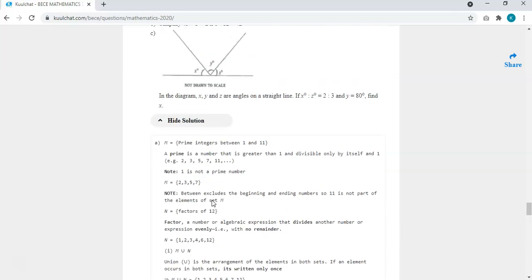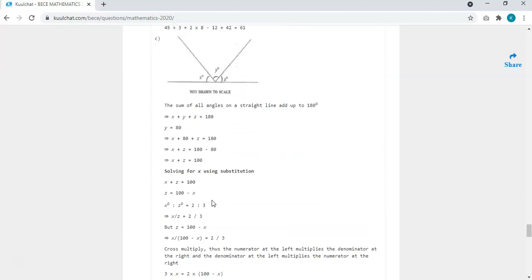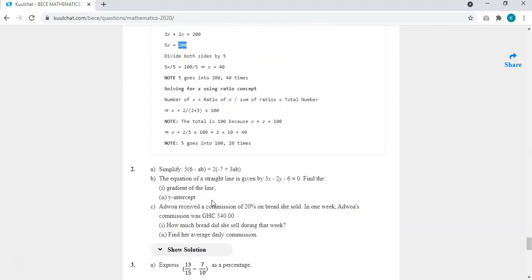So that's question number 1. So we are moving on to question number 2. Question number 2 says simplify 5 into bracket 6 minus 8b plus 2 into bracket negative 7 plus 3ab. Okay, so here we still need the concept of distribution. The distribution we have already talked about.